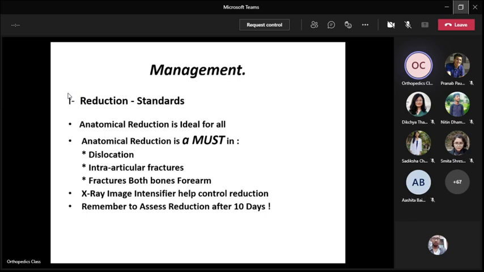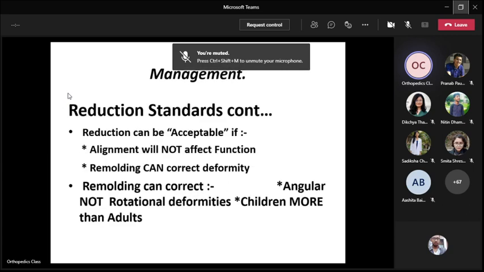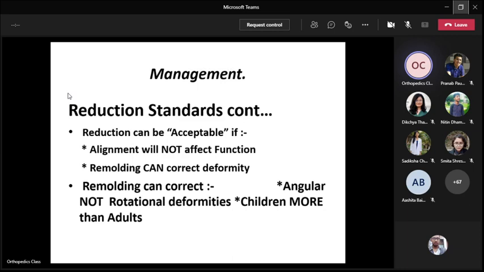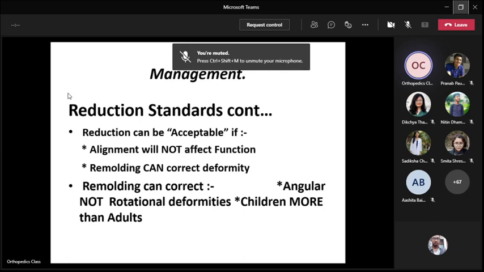X-ray images help control reduction, and always remember to ask the patient to come back to the OPD to follow up, if you suspect there are chances of redisplacement after applying the cast. Reduction can be acceptable if alignment will not affect function. Remodeling can correct deformity depending upon the age. You have to think of that. There are certain criteria for how much to accept. The only thing you don't accept in long bones is rotational deformity. They are never corrected. So rotational deformity is never accepted.